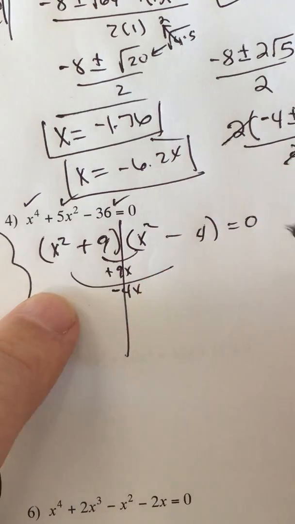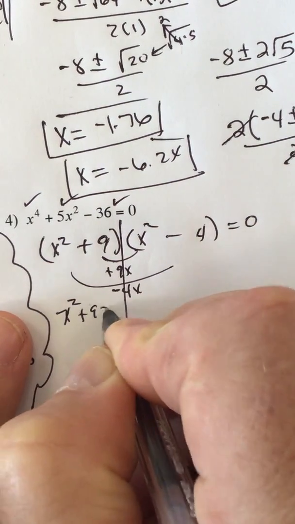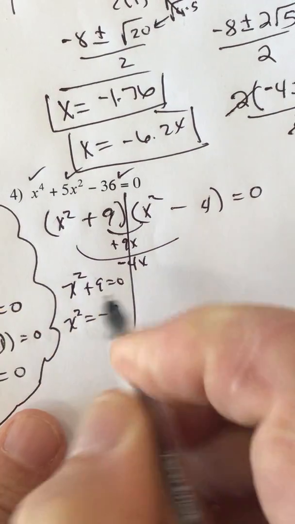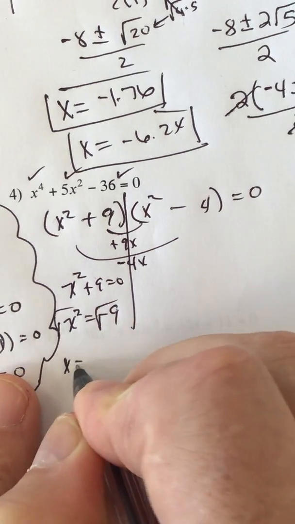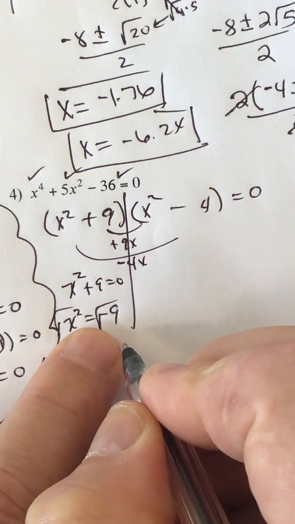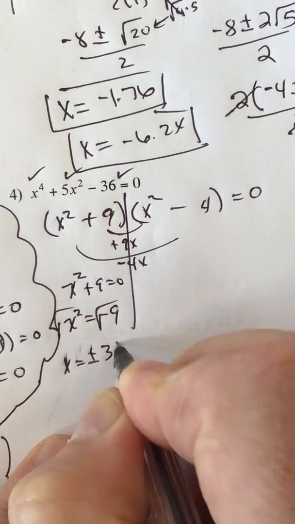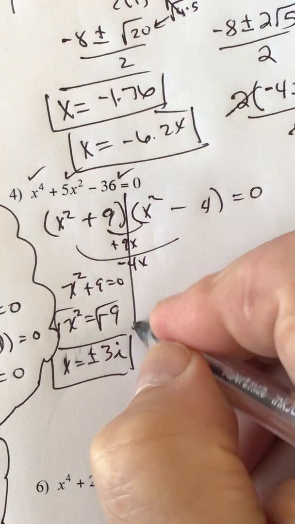Okay, now when you have factors equal to 0, each piece equals 0. So x squared plus 9 equals 0. Move the 9 to the other side, and square root. Okay, the square root of negative 9 is plus and minus. Well, first the imaginary comes out, and then the square root of 9 is 3. So there's two answers, positive 3i and negative 3i.